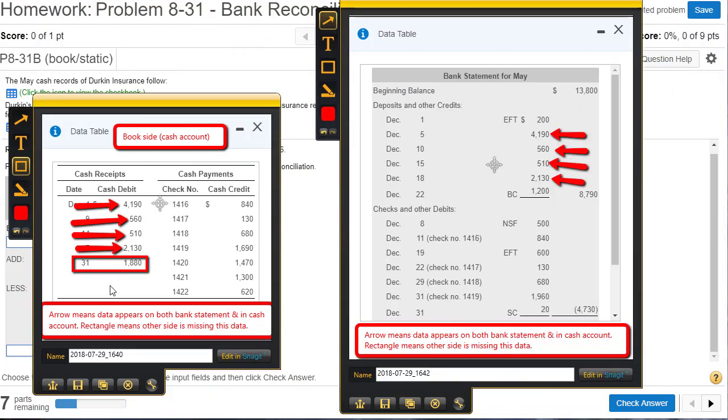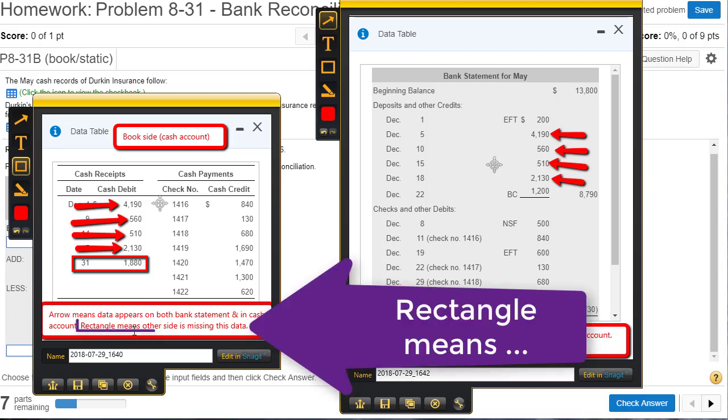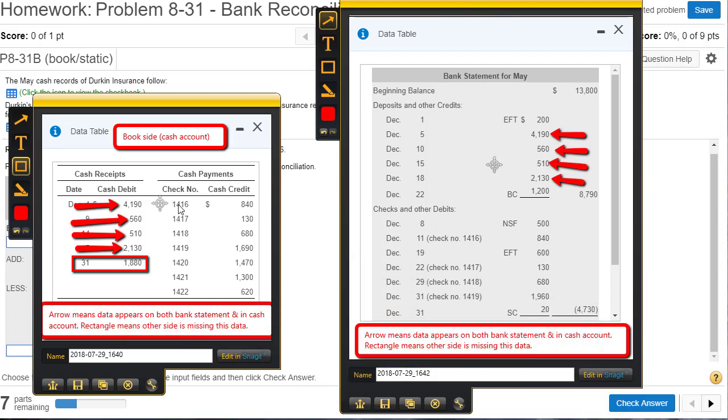The reason I put a rectangle around it is because remember, the rectangle means the other side, in other words, the bank side, did not know about it. It's missing this data. All right. Next, we're going to go to check number 1416 for 840. Is it on this side? Yes, it is. So we can check them both off.